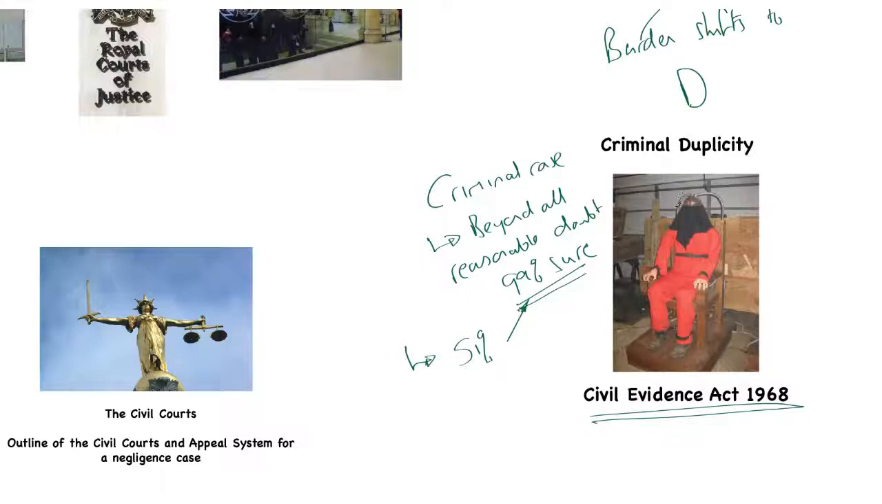So where the defendant has been convicted of the same circumstances in a criminal court, there is no need for the claimant to have to prove that the defendant caused the damage. The only issue for a court in this instance is the amount of damages. So the court will only be concerned now with how much damage to award.